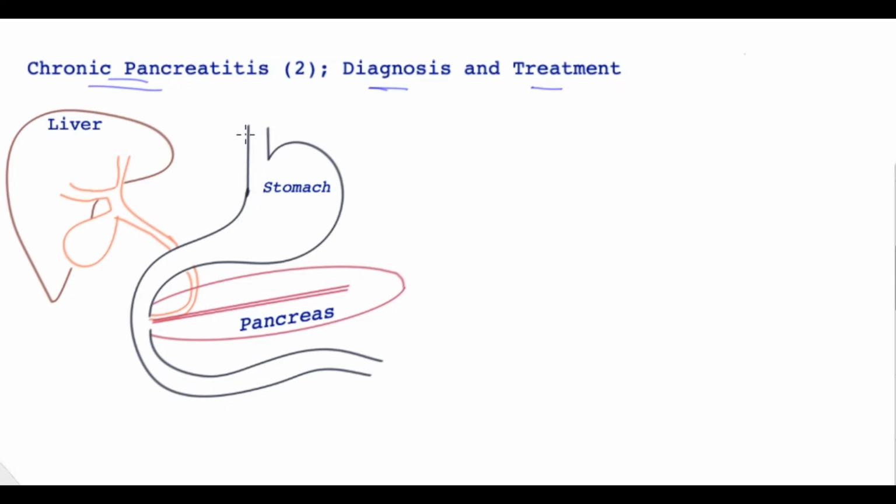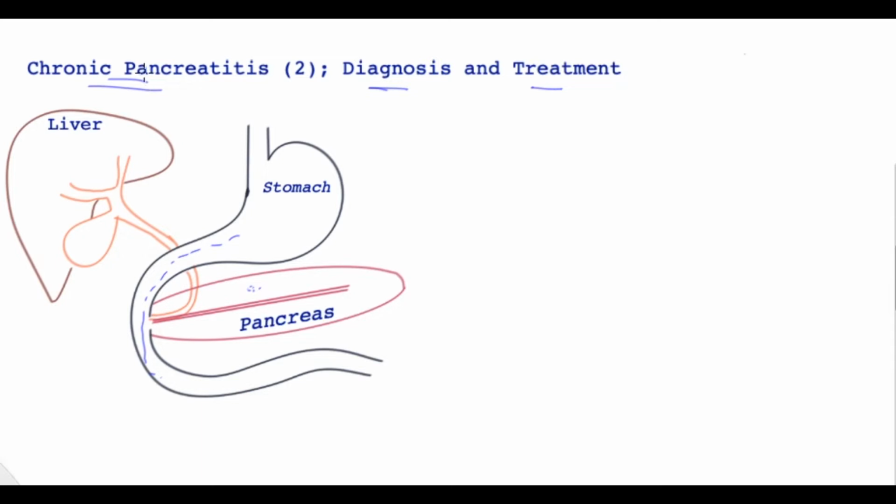Just as a recap, here is a cartoon of the inside of the abdomen. The pancreas is at the back of the stomach. It has two main functions. It produces enzymes which go down this tube over here and meet with the food coming down from the stomach into the small bowel to digest that. It also produces insulin, which brings the blood sugar levels down and prevents diabetes.